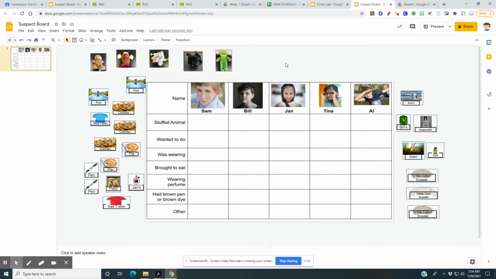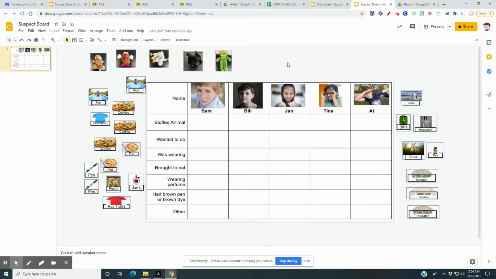Now it's time for the story, the case of the borrowed bear. There's a group of friends named Sam, Bill, Jan, Tina, and Elle, who all love stuffed animals. They have a club called the Stuffed Animal Adventure Club. Here is some information about the friends and some of the things that happened on the day Mr. Bear was borrowed. Each friend has a favorite stuffed animal.